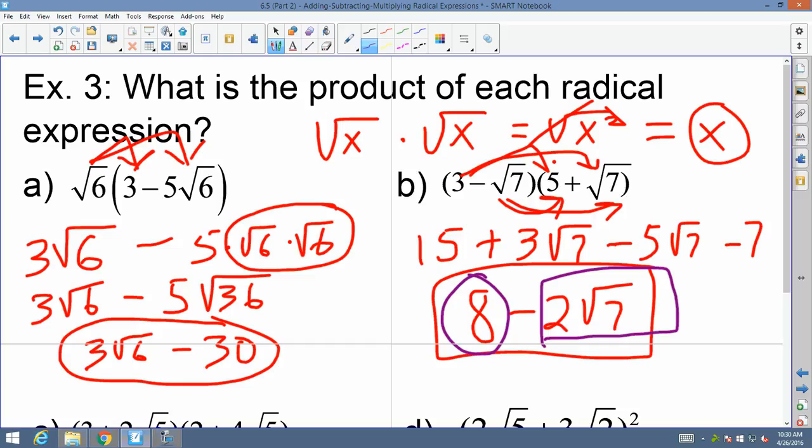Negative 7, how did I get that? Okay, I've got the negative square root of 7 times the positive square root of 7. Didn't we just say that square root of 7 times square root of 7 would have equaled 7? What's a negative times that? Because it's negative square root of 7 times positive square root of 7. So the square root of 7 times square root of 7 is 7, times that negative 1 would be negative 7.